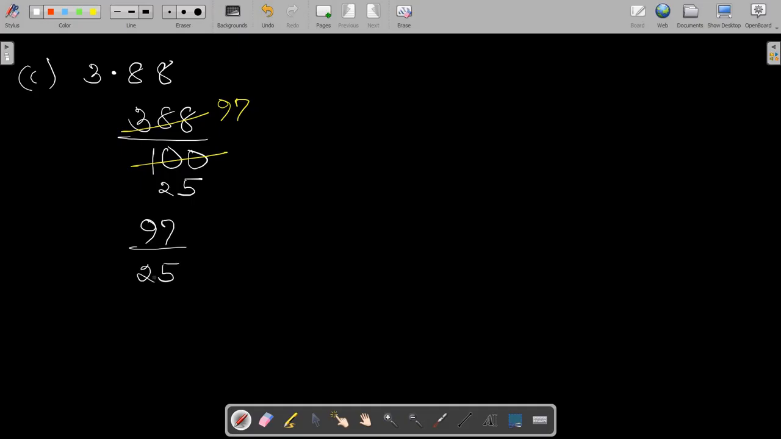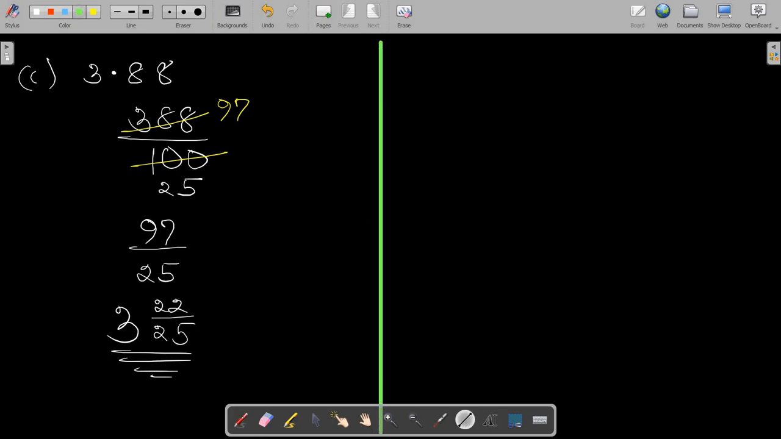So 97 all over 25, let's convert it to mixed number. How many 25 can we see in 97? I think we are going to have 3, which is actually 75. So remainder 22. So we have 22 all over that same 25. And that is the answer to that question. But if you don't want to pass through this way, you can decide to do it also like this. So let me just write it all.